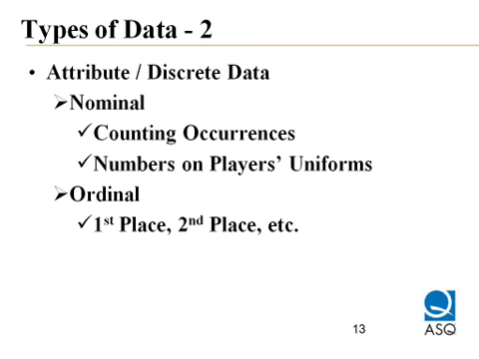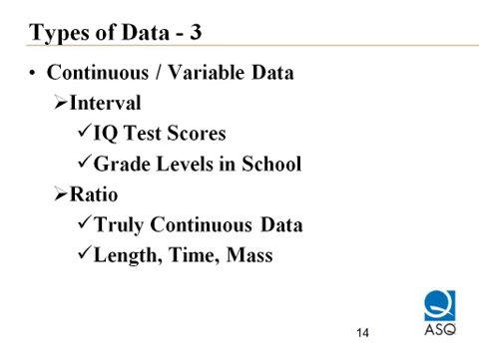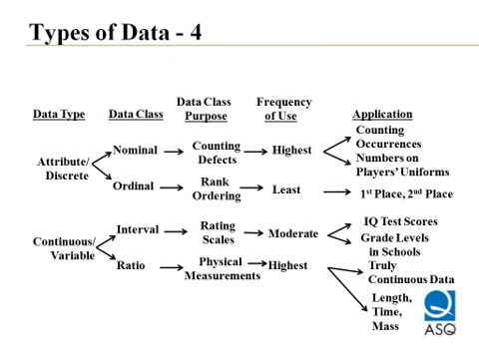We also have attribute or discrete data. Under that, we have nominal or ordinal, and we have when they're being used. And in types of data 3, we have continuous or variable data. Again, interval versus ratio, and how they are used. Now, let's go to data 4. Amy, you've not seen this before. I put this together, as I said, last night.